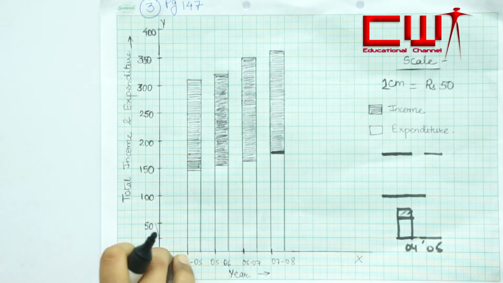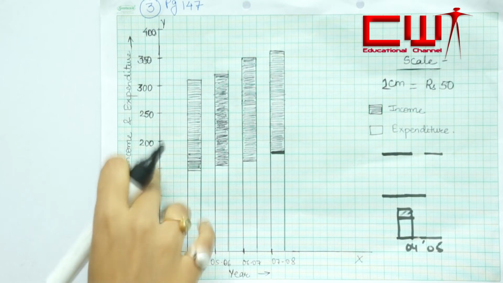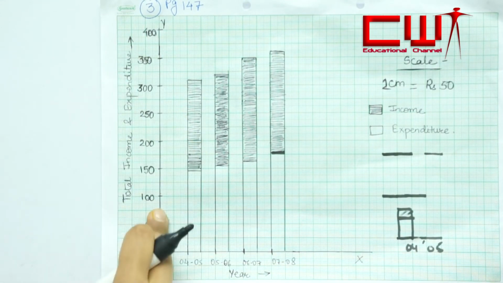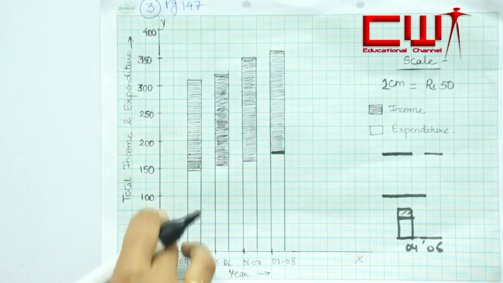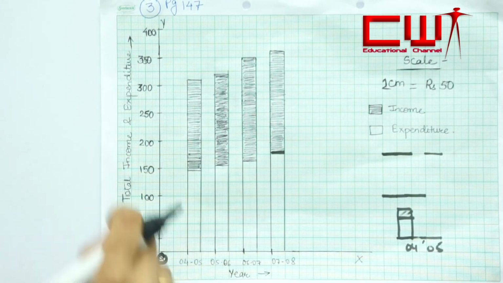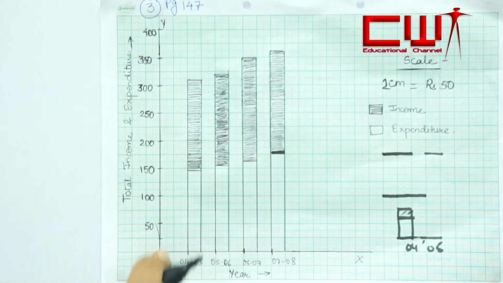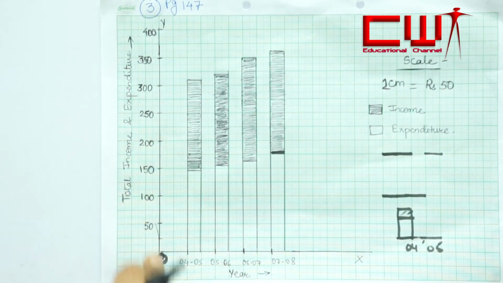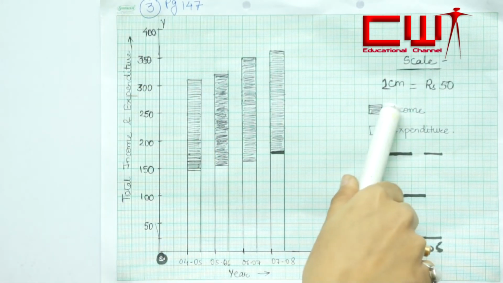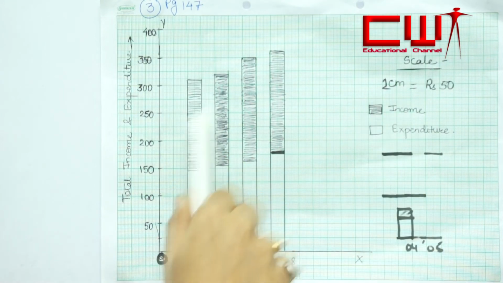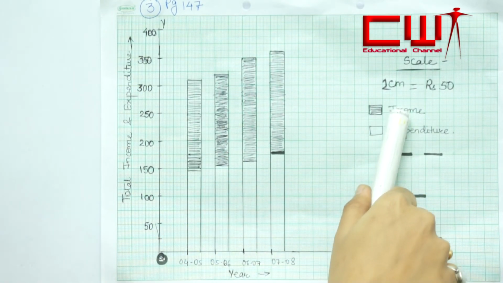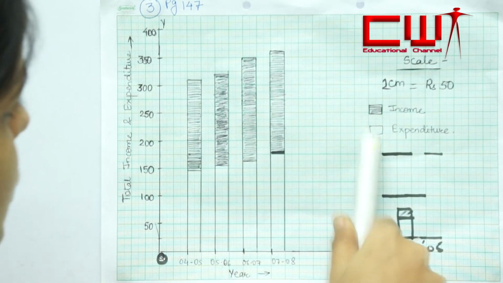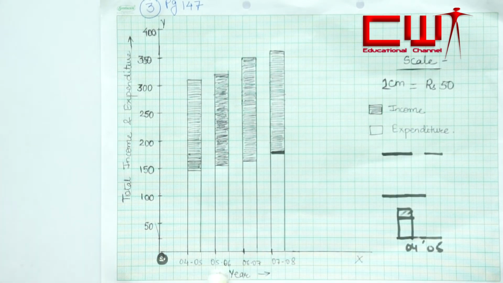Make sure whatever difference you take from 0 remains the same for all the numbers. You cannot take 0 to 100 then 100 to 150. Here it is 50, 50, 50, 50, and it will continue till the end. So I have marked income in the box. Income is the shaded portion and the blank portion is the expenditure. Year and total income and expenditure. This is one kind of diagram, that is the subdivided bar diagram.